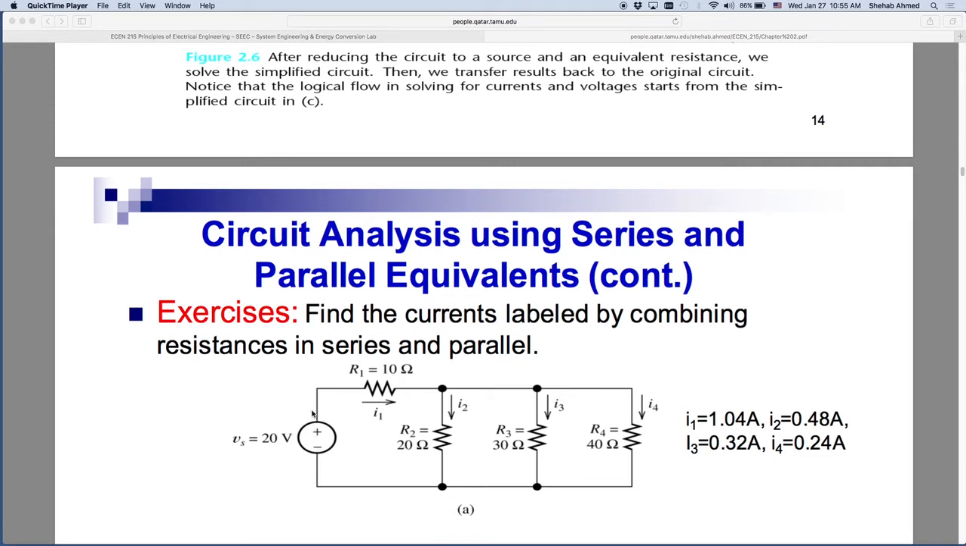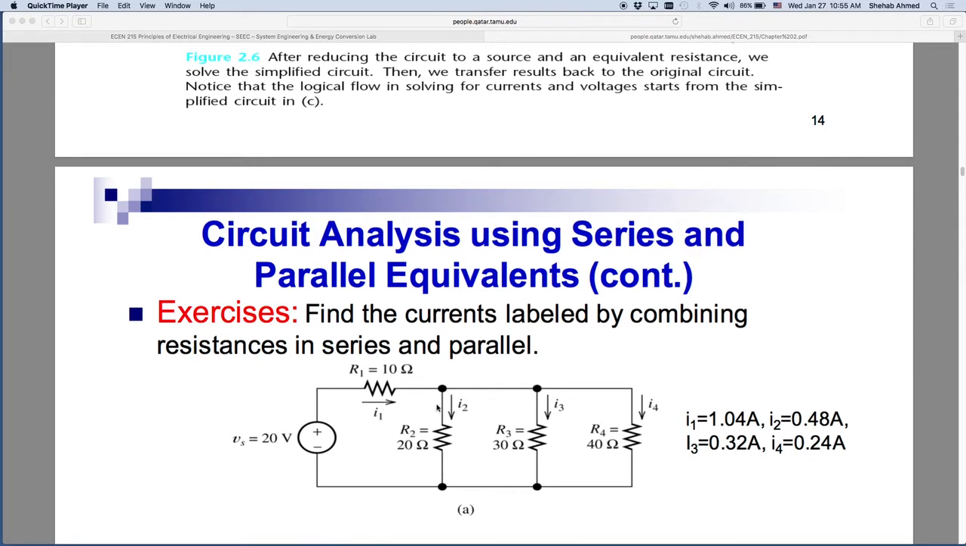So minus 20 volts plus the voltage across this resistor, which is equal to I1 times 10, which we found from our previous analysis. And then there's a plus sign here and a minus sign here because of the direction of the current. So minus 20 volts plus this voltage plus the voltage across this resistance is equal to 0. And then we know the voltage across R1, we know the 20 volts from the 20 volt supply, so we will be able to find the voltage across R2.